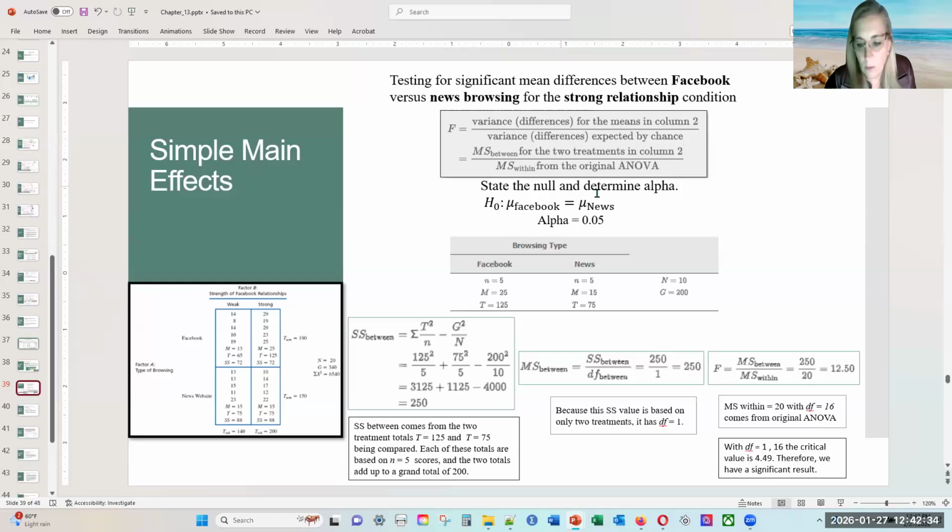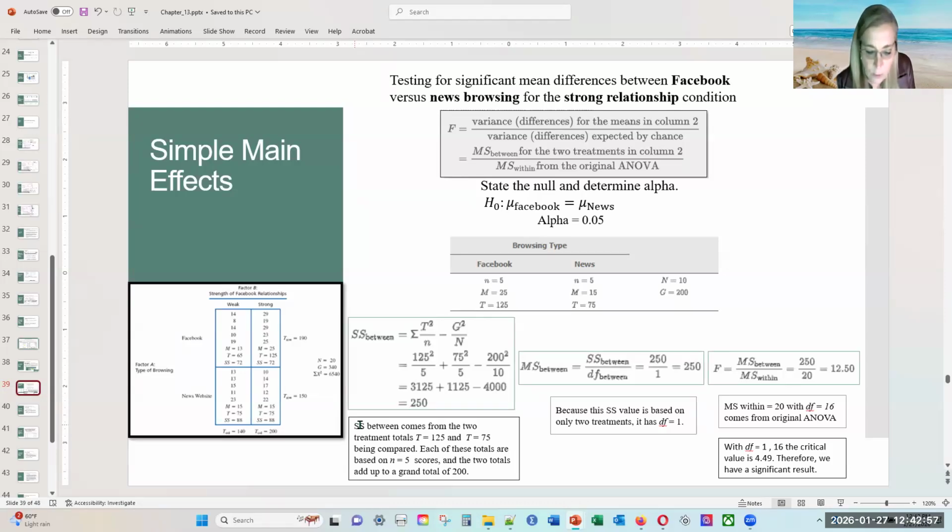So you state the null and determine alpha. In this case, the null would be M Facebook equals M news, or the mean for Facebook equals the mean for news. And the alpha is 0.05. All right, and you can see the calculations that are done here, or the formulas, I should say.